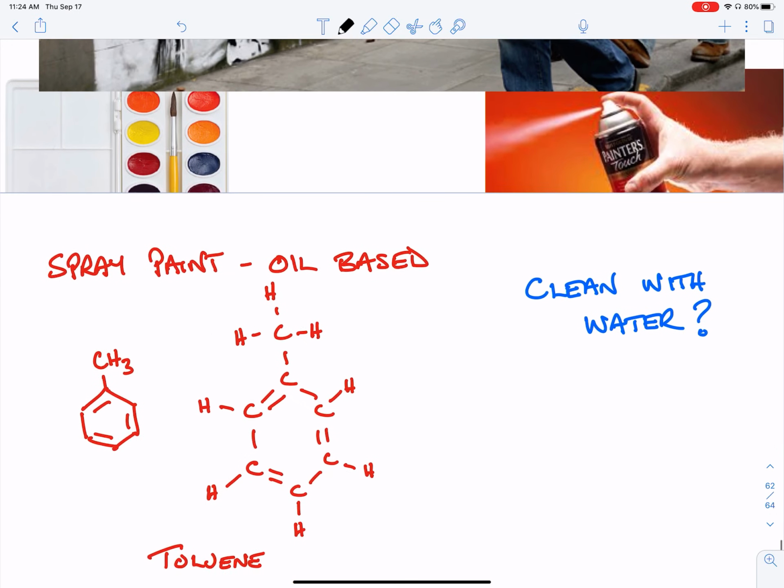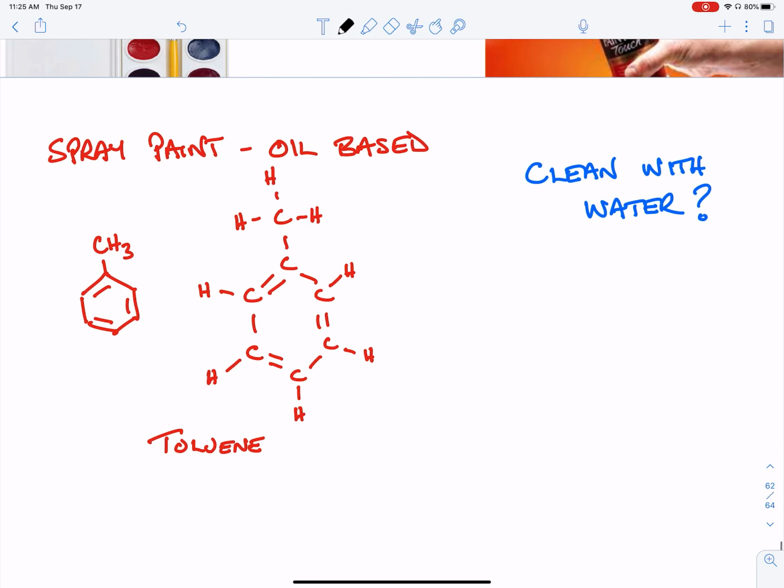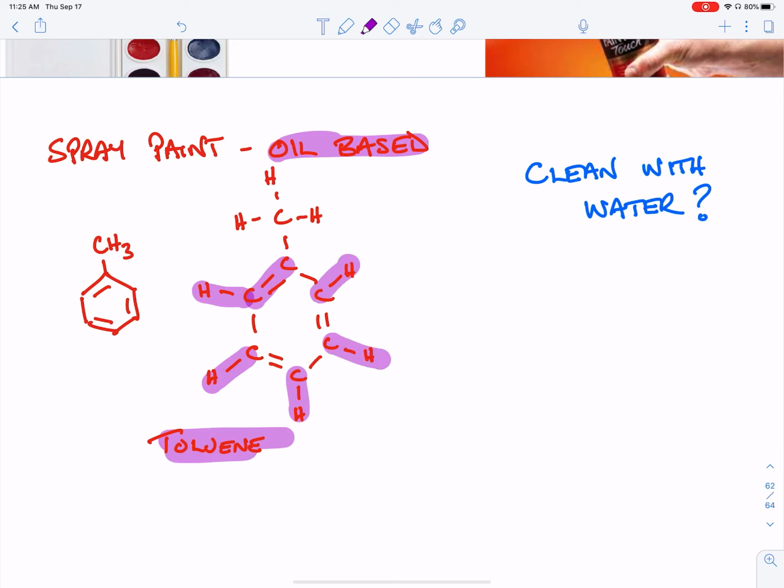Well, if you look at a spray paint, the main basis of spray paints is typically an oil-based form, and this is called toluene. And these are two structures of toluene. These two are identical. This is just a shorthand version. And if we look at this, you would hopefully see that there are carbon and carbon bonds, which are non-polar, carbon and hydrogen bonds, which are non-polar, all non-polar.